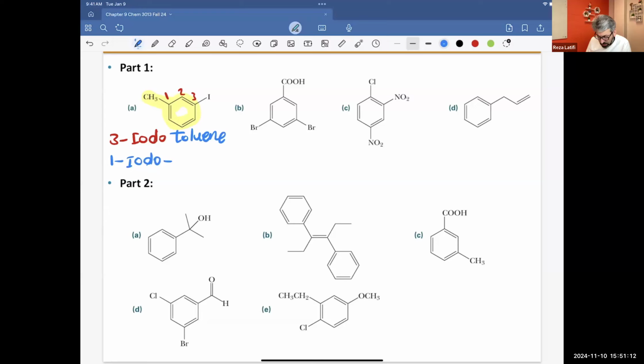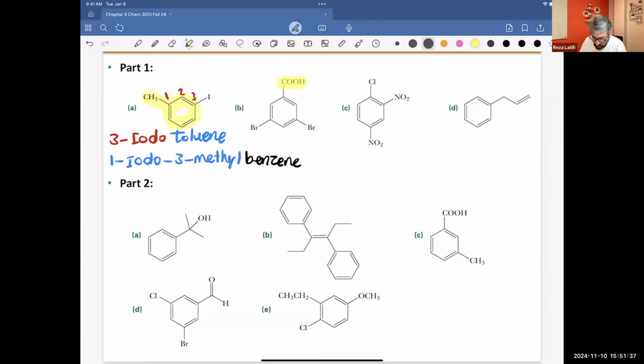Iodo, and then 3 methyl, and then end the name with benzene. Okay. So we have two ways to name that compound. Now I'm going to try to highlight all the functional groups and the main parent, technically the common name that you should use.